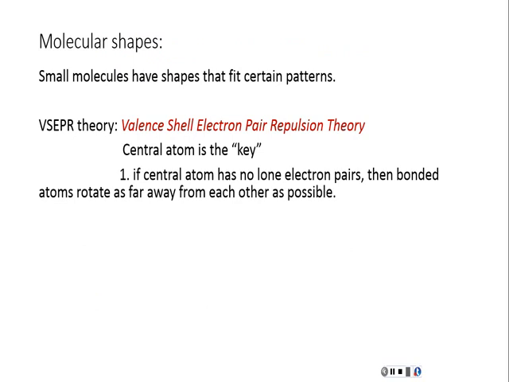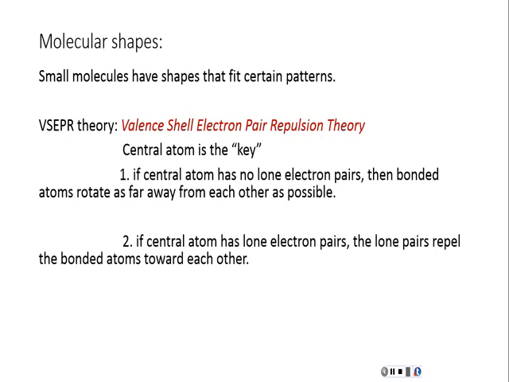If the central atom has no lone electron pairs, then the bonded atoms, the atoms that are bonded to that central atom, will rotate as far away from each other as possible. So again, central atom, no lone electron pairs, then the bonded atoms rotate as far away from each other as possible. This means that you have to draw the Lewis structures correctly in order to know this.